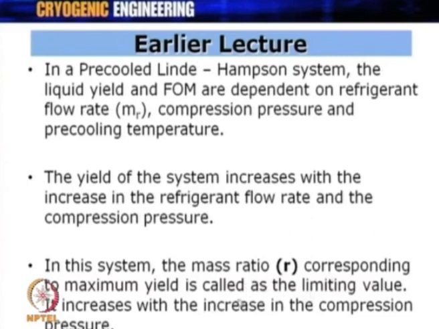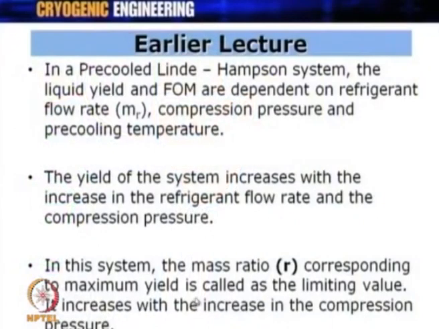This limiting value is a function of compression pressure also. If we increase the compression pressure in the major system, the value of the limiting ratio also increases. That means you can have more and more mass flow rate in the auxiliary circuit, or the pre-cooling circuit. The relationship between the value of R and P2, the compression pressure, was shown during the last lecture. It was done using a problem or a tutorial, and we could draw various curves and understand what this limiting value of R is as a function of the compression pressure.